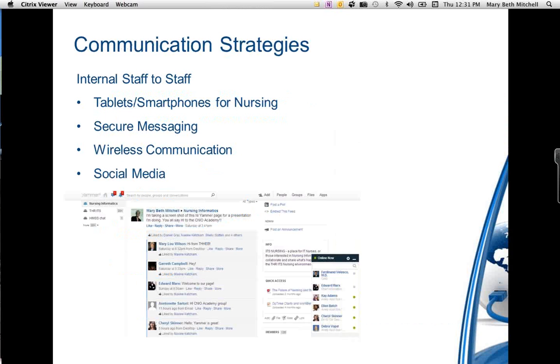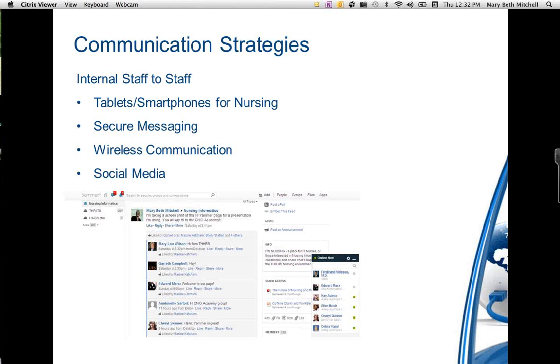So some of our communication strategies that we have used internally between staff to staff, and this is within our clinicians, but it's also within IT, and so from our clinical departments to IT. So we're looking at greater use of tablets and smartphones, and within nursing, we're really starting to look at the use of smartphones as a tool to facilitate communication between departments and between patients. Also, secure messaging.